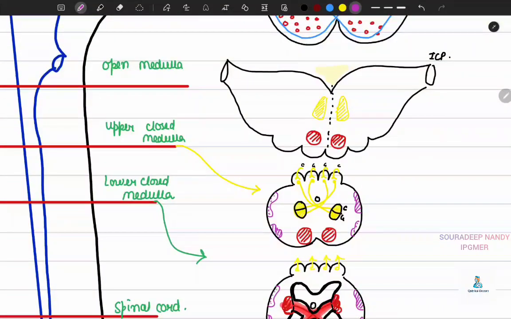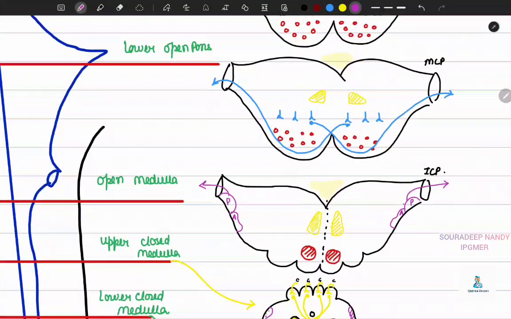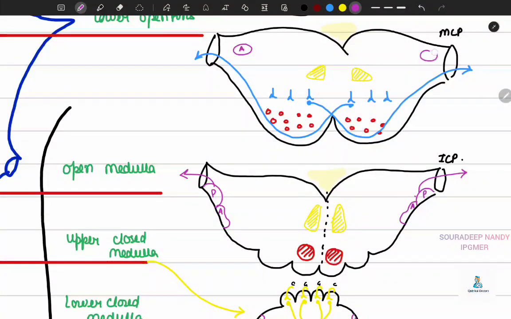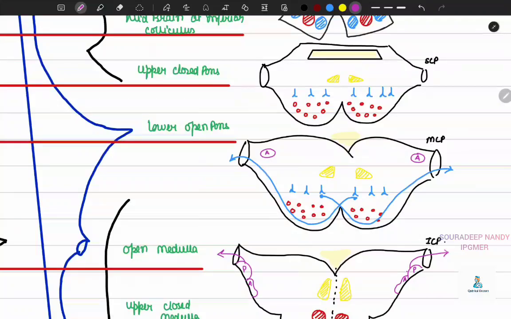then at the level of open medulla, the posterior spinocerebellar tract approaches towards the cerebellum and enters into the cerebellum via the inferior cerebellar peduncle. So the inferior cerebellar peduncle is formed by the posterior spinocerebellar tract. So here is the anterior spinocerebellar tract. It ascends upward, and in the superior cerebellar peduncle, and at the upper closed pons level, it crosses the direction and supplies the contralateral side of the cerebral hemisphere.